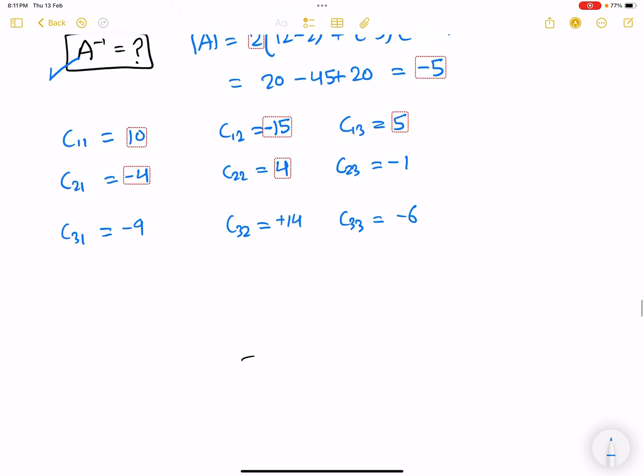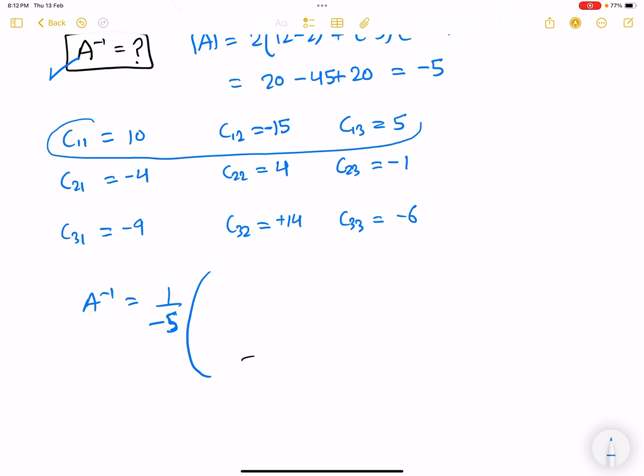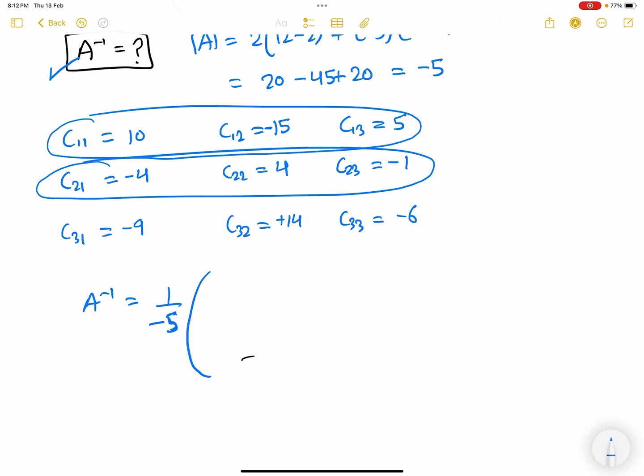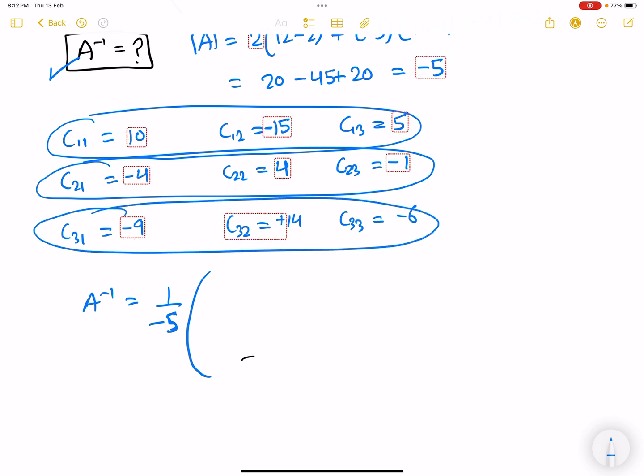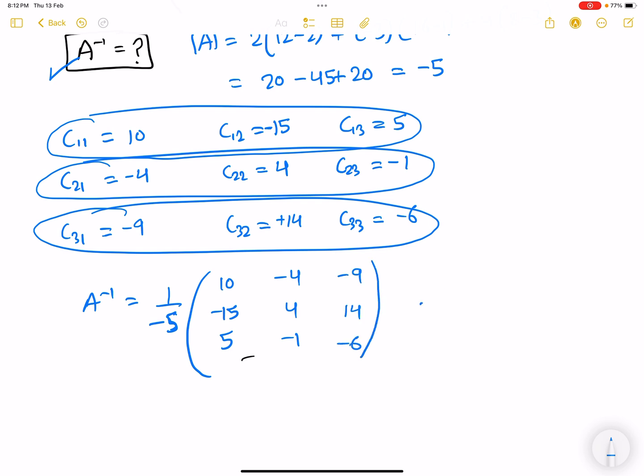So A inverse would be 1 upon minus 5 into adjoint A. So these rows would become the columns because we will do the transpose of it. So this would be 10, minus 15, 5; minus 4, 4, minus 1; minus 9, 14, minus 6. So this would be the A inverse, and you can multiply this with A, and if you are getting the identity matrix, then it would be verified that our A inverse is correct.